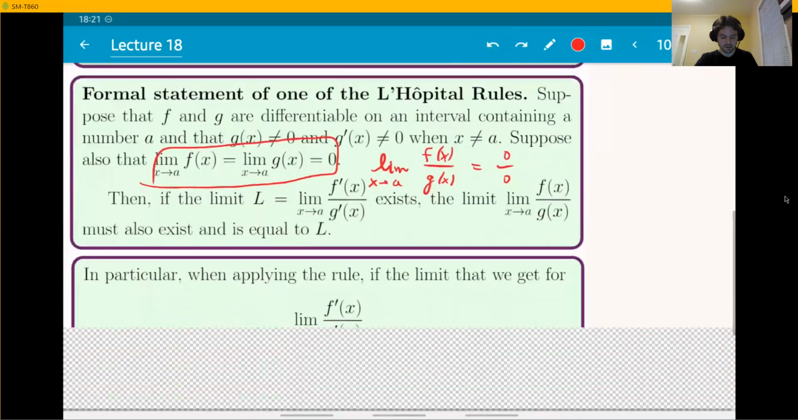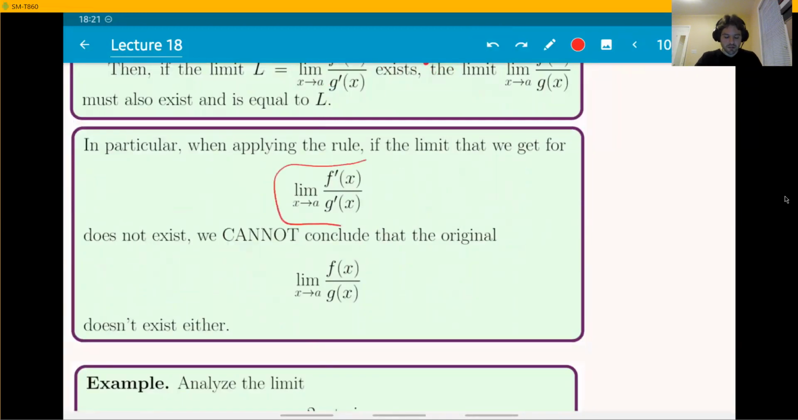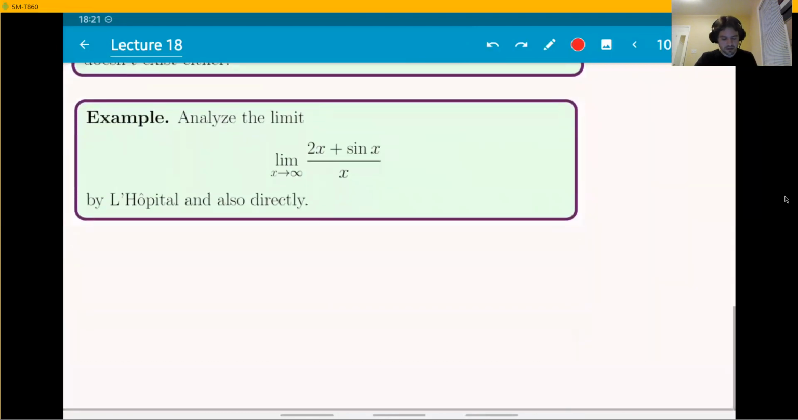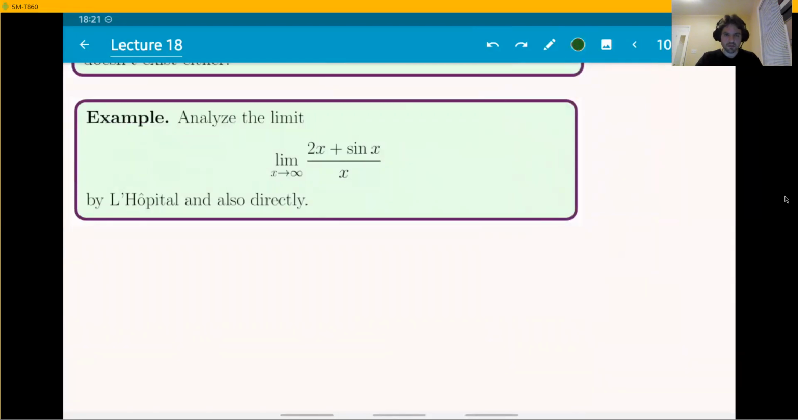So in particular, that's the last box here. If after you apply the rule, the limit that you get actually does not exist, you cannot conclude that the original does not exist either. Maybe it does. And I have one example. Here's the example. Analyze the limit as x goes to infinity of 2x plus sine x over x by L'Hopital and also directly.